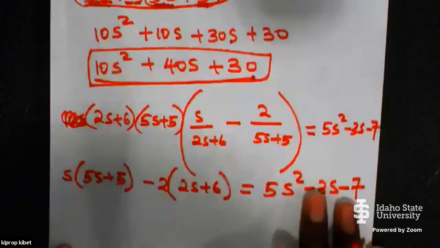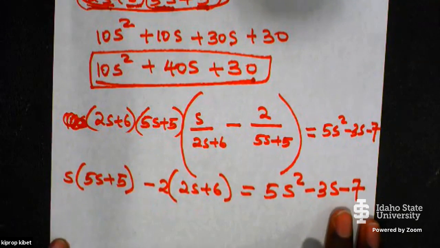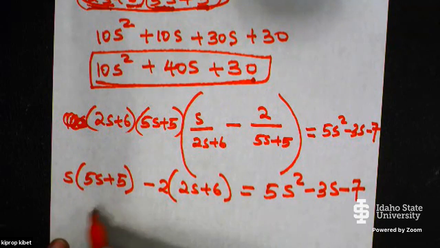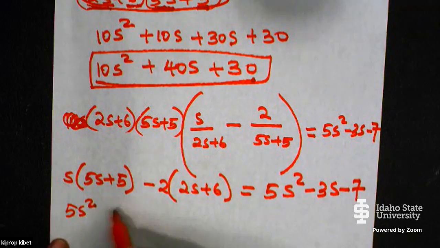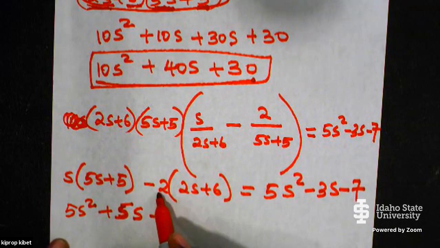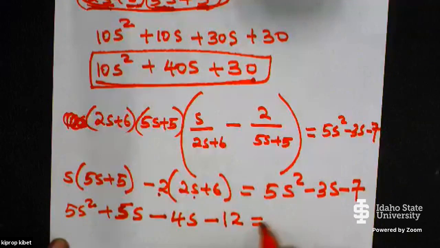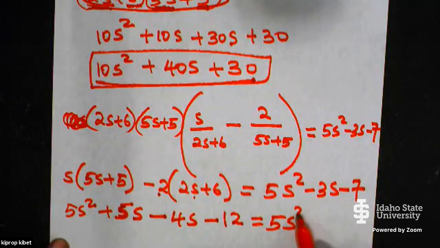Again, you open the brackets. So when you open these brackets, s times 5s, you get 5s squared. s times 5 is plus 5s. Minus 2 times this is minus 4s minus 12 equals to 5s squared minus 3s minus 7.